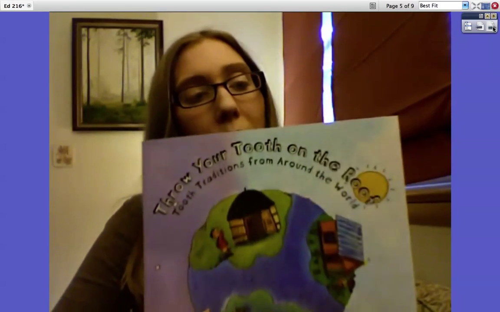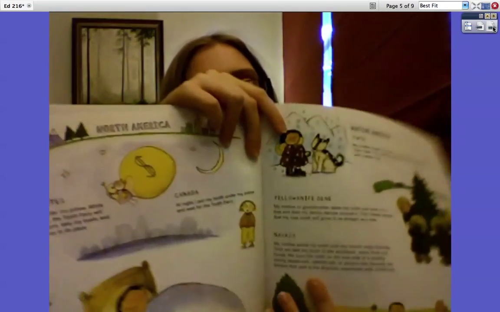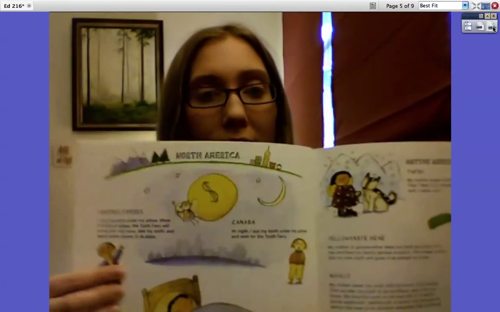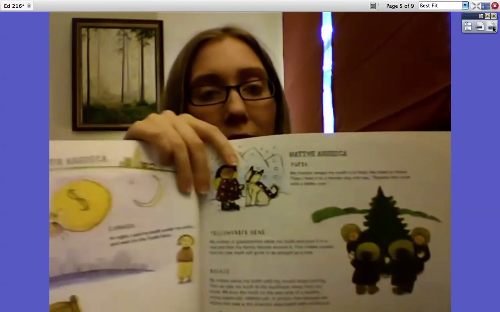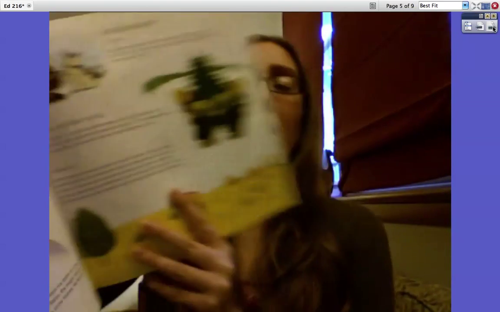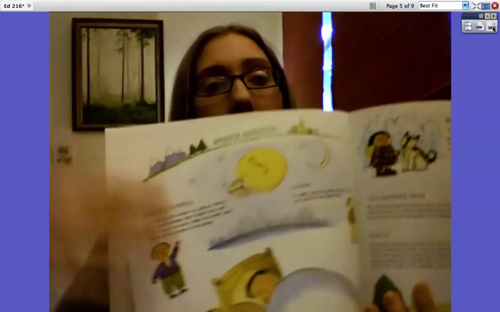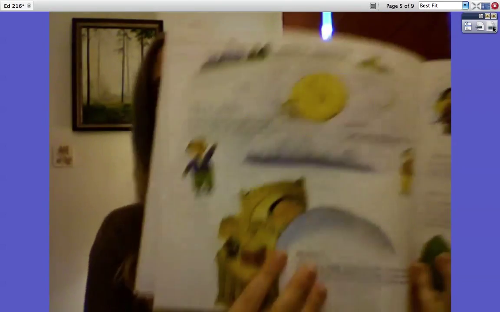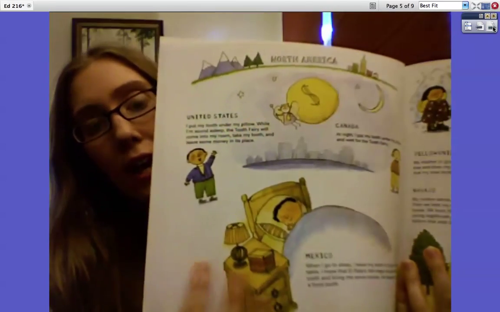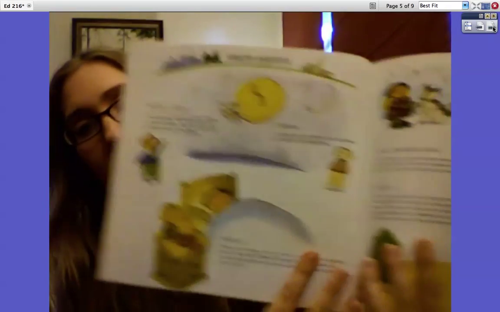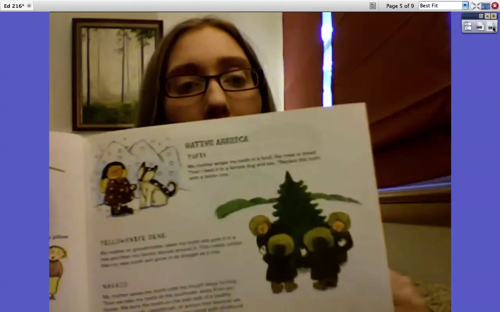Here's an overview of how the book works. Each page has a different region. Here we have North America, and then it has different countries in that region. This one has Canada, the United States, Mexico, and little pictures depicting the tooth traditions, and then a written description of the tooth tradition. On the other side are more countries or cultures from that region.